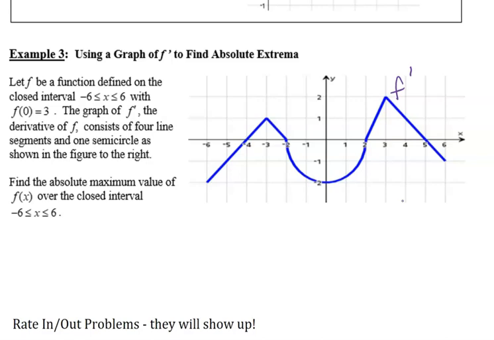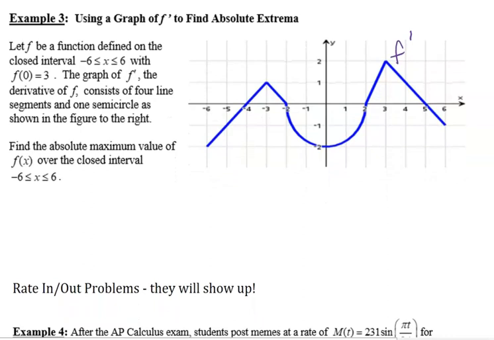over the closed interval from -6 to 6. So let's think back to the last chapter. For finding absolute extrema, we need to first consider our critical points. Critical points can happen where the derivative, so f prime, equals 0 or doesn't exist, or we also have to consider as candidates endpoints of the closed interval, which we do have, a closed interval from -6 to 6.